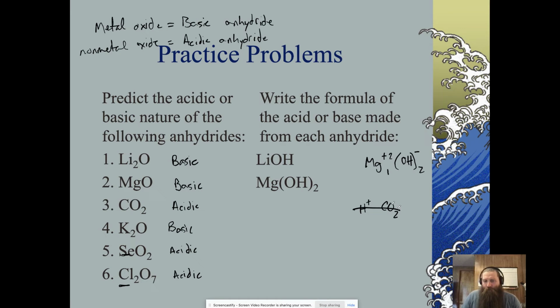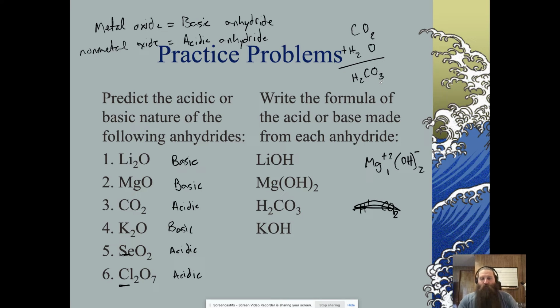Well, think about it more like this. I'm going to take CO2 and I'm going to add H2O. Well, that's going to give me H2CO3. And that's going to be my acid. And that's a clever little trick there, right? When you take an anhydride and you add water to it, you're literally adding water to the compound. So there we go. K2O is basic. So I'm going to end up with KOH. K is +1, OH is -1.